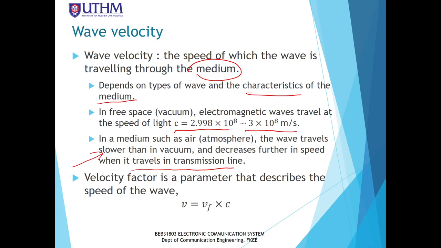So this velocity of the wave is described as V equals Vf multiplied by C, the speed of light. V is the wave velocity, multiplied by the velocity factor, multiplied by the speed of light. This velocity factor has a maximum equal to 1. It depends on the type of material of the medium. Dia bergantung kepada jenis material medium tersebut. Adakah dia udara, vacuum, wire dan sebagainya. So dia ada banyak jenis medium. This velocity factor is the ratio of the speed compared to the speed of light. We're going to see this VF table later.